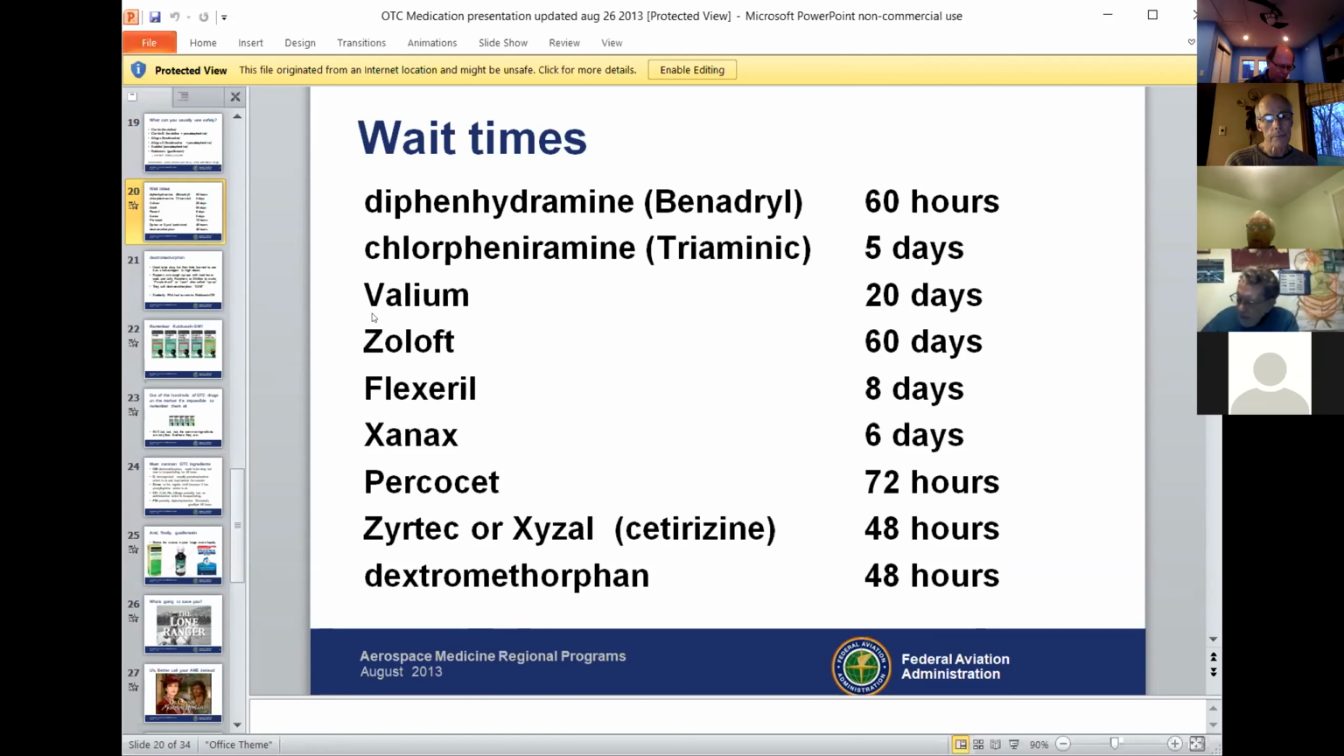Percocet, which is, I don't know, a narcotic, 72 hours. Zyrtec, an antihistamine, readily available, 48 hours. Dextromethorphan, which is DM, is in Robitussin, which I think they may have taken that out of Robitussin because it was abused so much. But that's a mild narcotic, and if you take that as a cough suppressant, 48 hours.